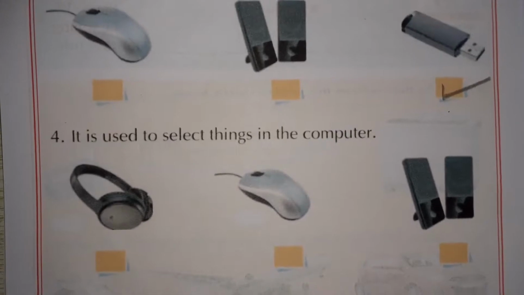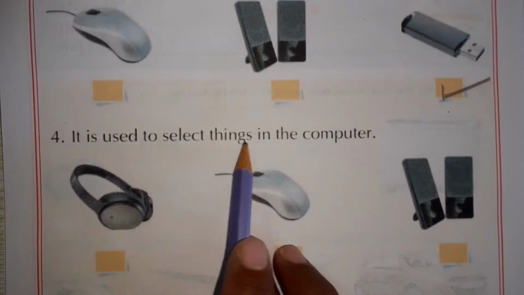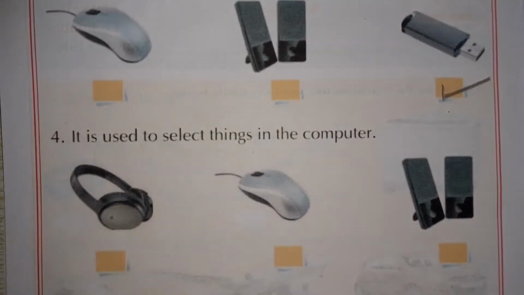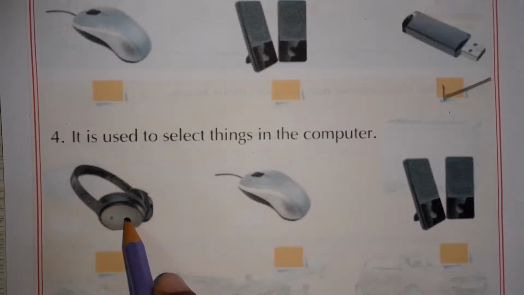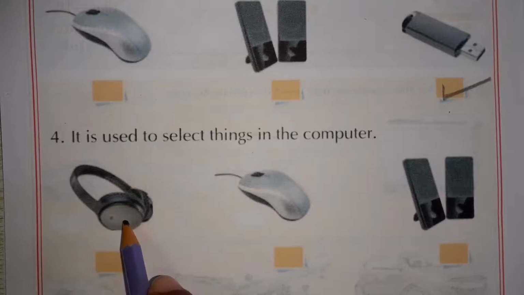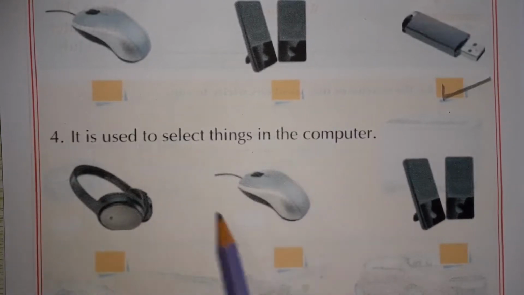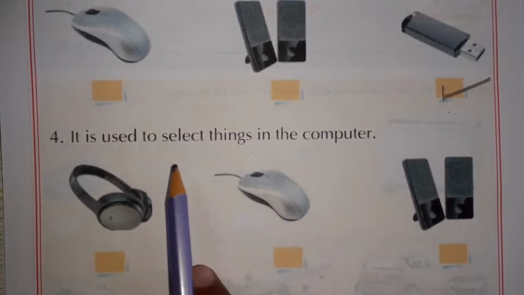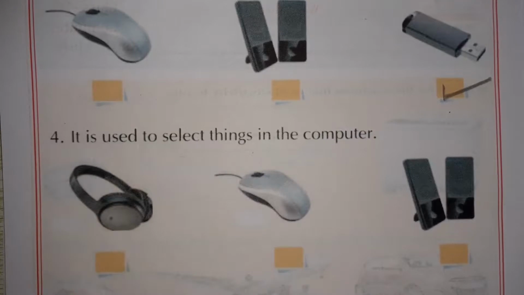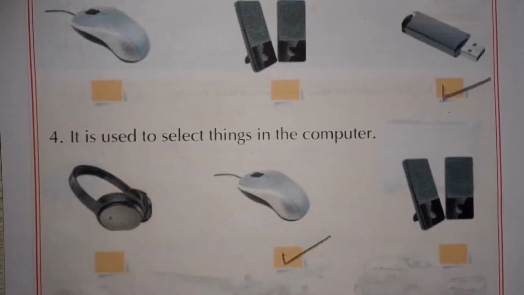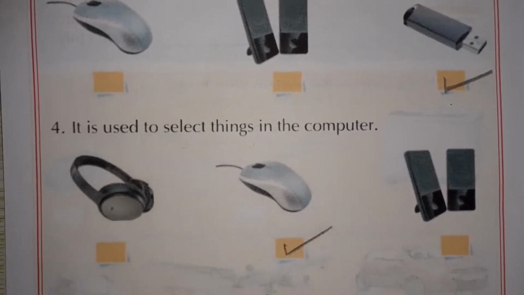See. It is used to select the things in the computer. This is the headphone and headphone is used to listen to music. This is the speaker. Speaker is used for music. But what is mouse? Mouse is used to select the things in the computer. So you tick here. This is the right answer. Okay. Now next.